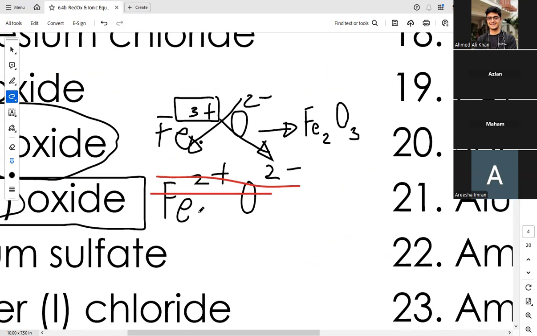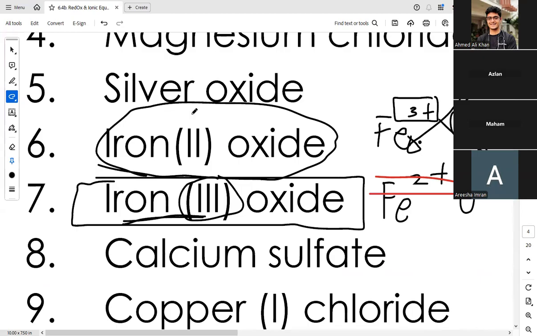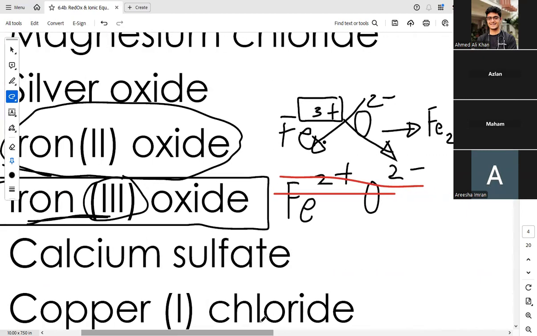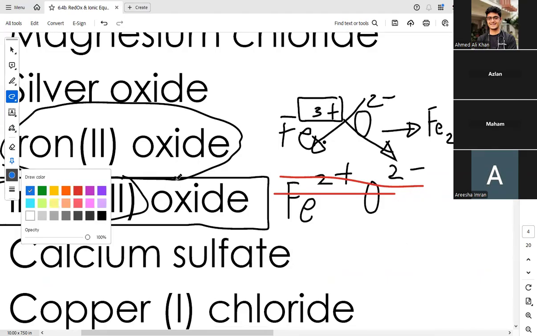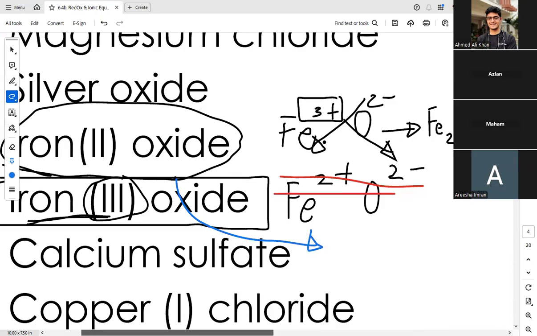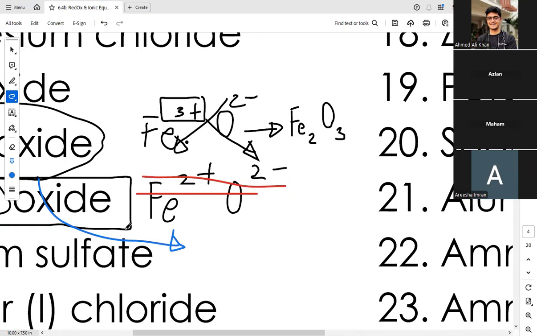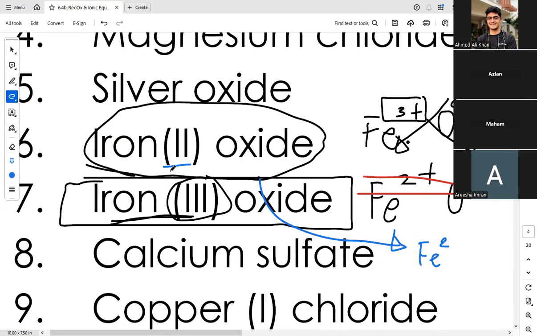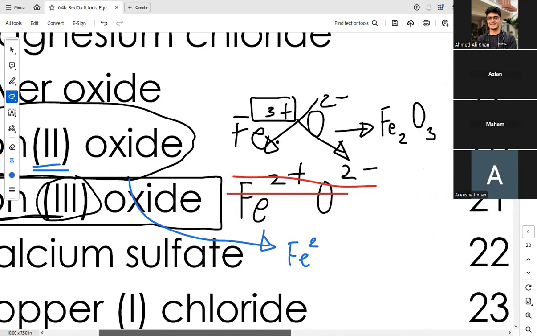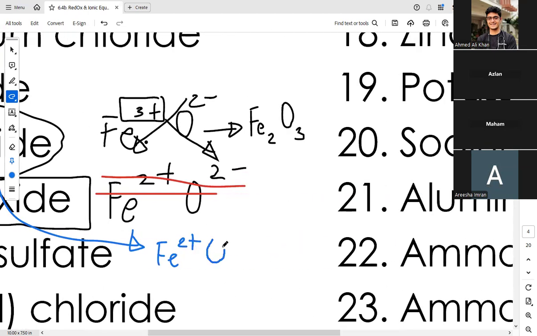Yeah. Okay, and what about this one, iron 2 oxide? First tell me the ionic formula for this. Ionic formula for iron 2 oxide. Fe3 plus. No, it's iron 2. Fe2 plus. And O remains the same, O2 negative. Now, what will be the molecular formula? Fe2. No.